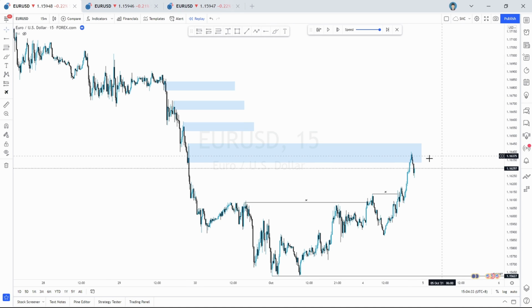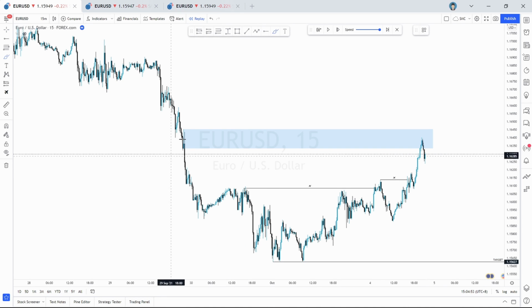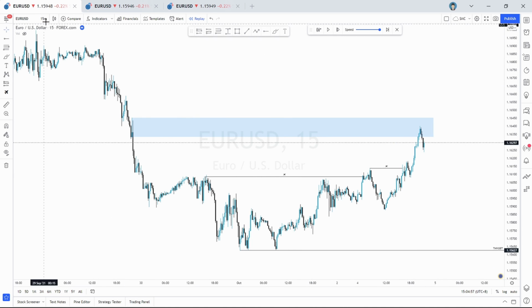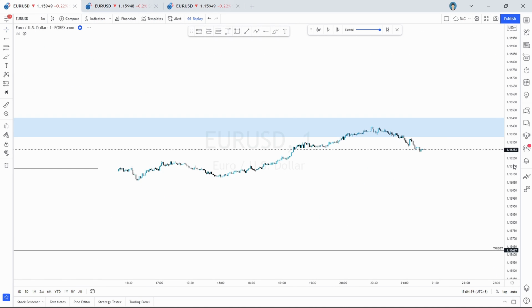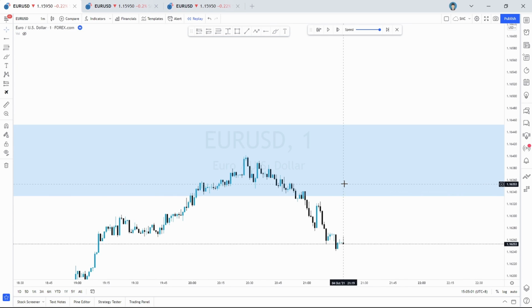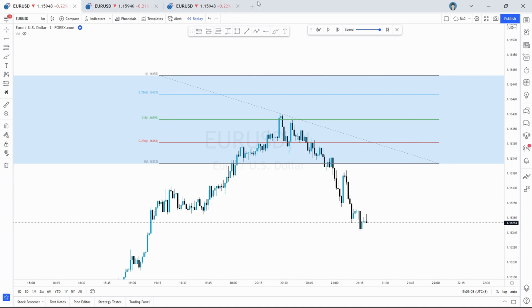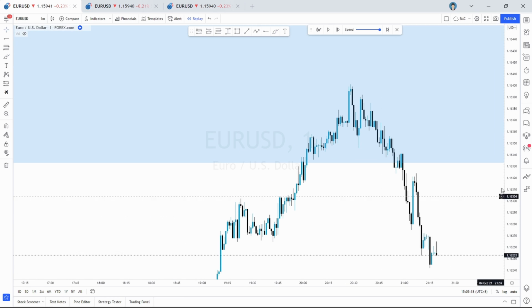Now, we have this POI marked up over here. Then do we wait for a confirmation or a schematic? Remember that a supply zone has most of its orders lying on the 50% of it, which we have here, 50%. Price tapped onto it, then we are good for sells. Then how do I look for schematics?